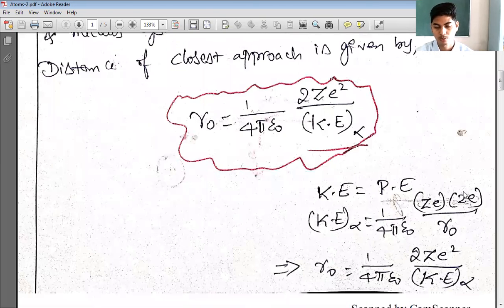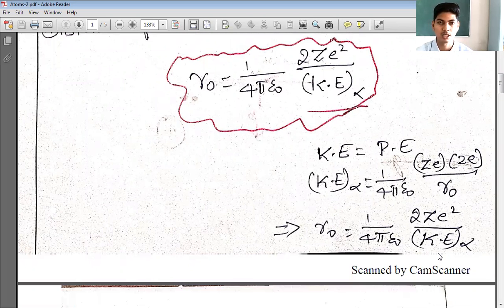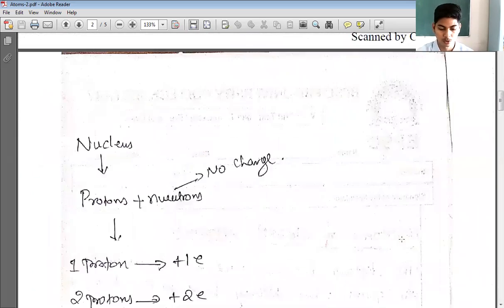So 1 by 4 pi epsilon z into 2e divided by r naught equals the kinetic energy. Since we need r naught, shift r naught to the LHS and the kinetic energy goes to the denominator. So r naught is 1 by 4 pi epsilon 2 z e square divided by kinetic energy of alpha particle. This is the expression for distance of closest approach.